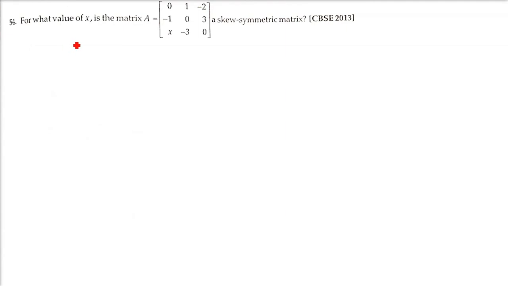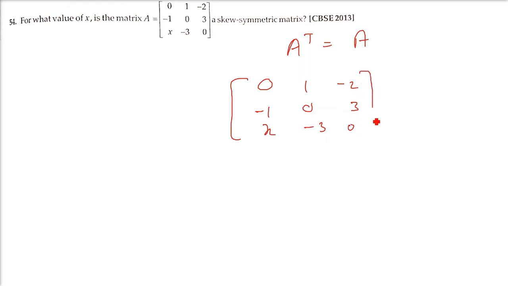For what value of x is the matrix this a skew symmetric matrix? Skew symmetric means A transpose has to be equal to minus of A. I have to put a negative here. 0, 1, -2, -1, 0, 3, x, -3, 0. And this has to be equal to negative of A. I hope you got the idea. Skew symmetric has to be negative. So let me put a negative here.